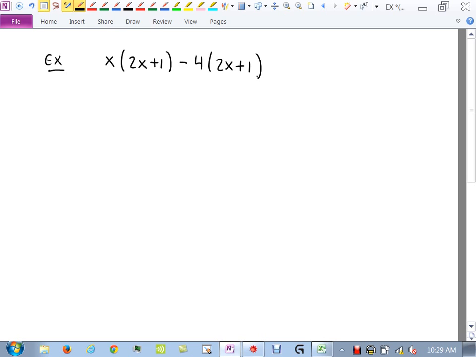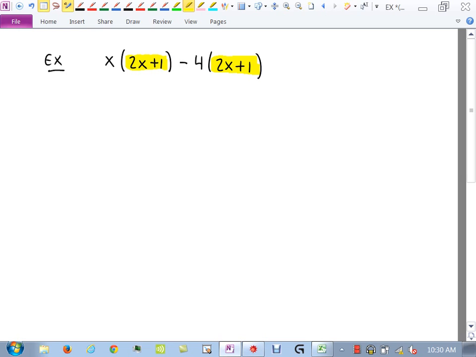Don't get all trigger happy. You know, don't be like, I'm just going to distribute, every time you see parentheses. The idea here is to factor, not to distribute. So does anyone see it? Yeah, the 2x plus 1 is common to both terms, right? This whole thing over here is like one big clump. This one over here is one big clump. So they both have those in common.